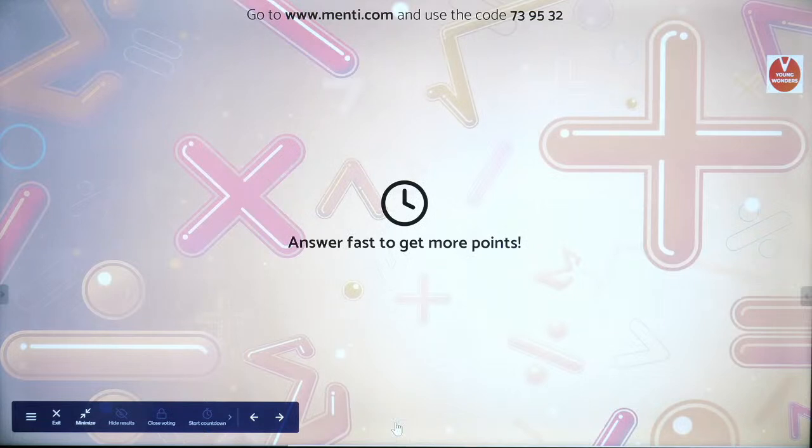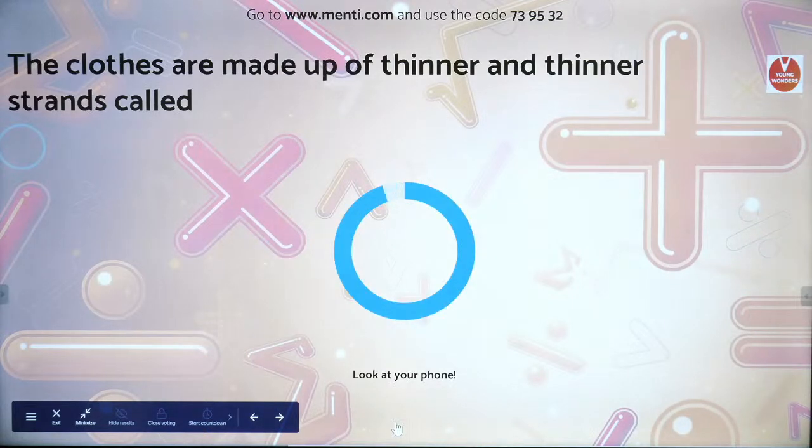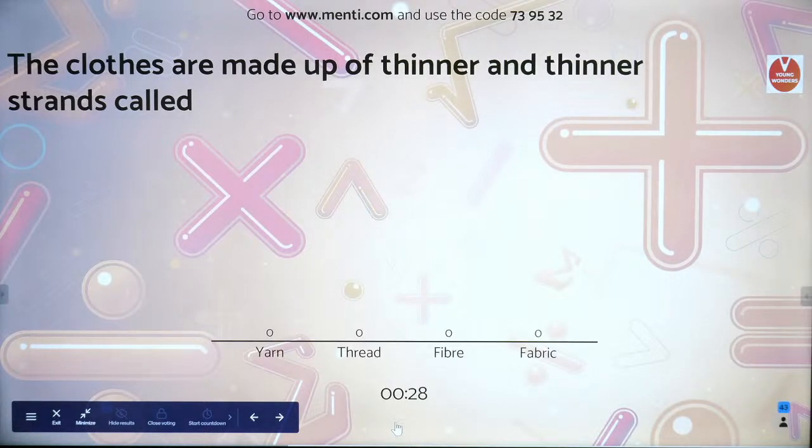So question number 3, absolutely free. Soumya from Bangalore. Which is my favorite subject? It's biology, without a doubt. The clothes are made up of thinner and thinner strands called, which is the thinnest strand? It is yarn, thread, fiber or fabric. The first one, the who comes first in the list.